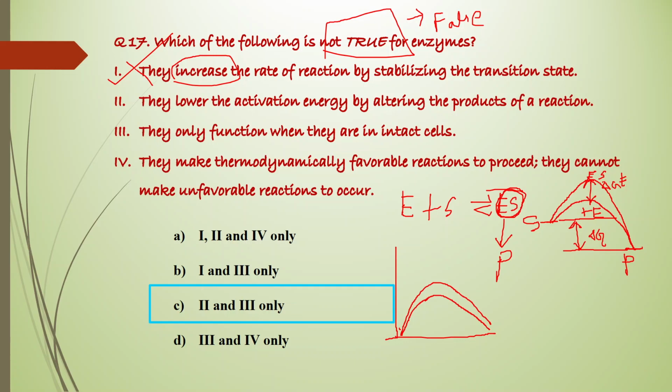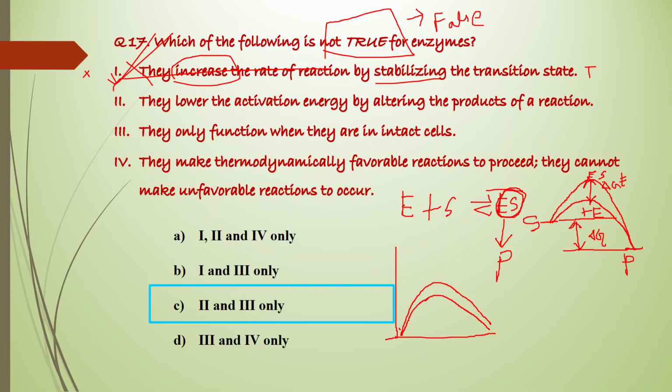So the first statement that we are saying here, they increase the rate of the reaction by stabilizing the transition state. Yes, the transition state's energy is lowered. That means it is being stabilized. So our first option is true. That's why we will not take this option, because in the question it is asked to select the non-true options, that is the false option. So our first statement is true, so we will not take the first statement as non-true.